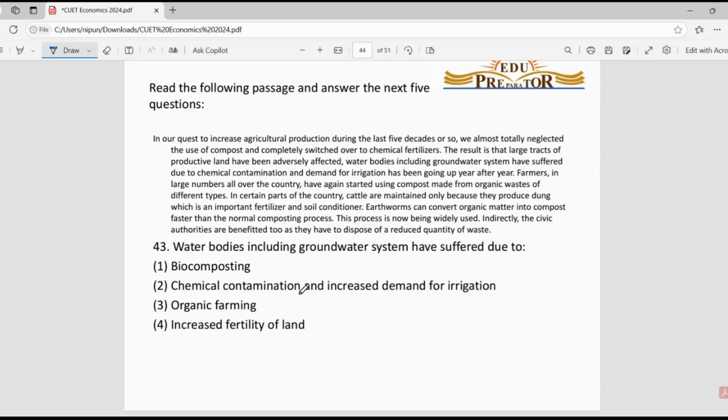Next, water bodies including groundwater system have suffered due to, is it because of biocomposting? Is it because of chemical contamination and increased demand for irrigation? Yes. Water bodies including groundwater system have suffered due to chemical contamination and demand for irrigation. So the correct answer is option number 2.